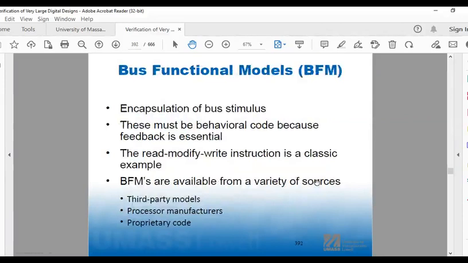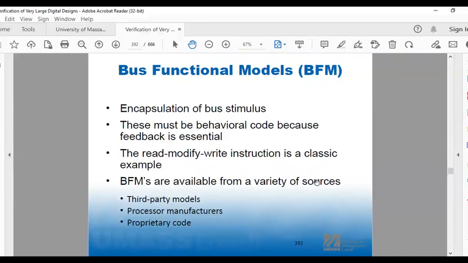Okay. So another quick review of bus functional models that keeps coming up. It's encapsulation of bus stimulus. Yes, we know that. Must be behavioral code because feedback is essential. Yeah, maybe it would. A read, modify, write. This is kind of the bidirectional bus that you have on the homework assignment. You have to have something that can both read and write. So it's monitoring the bus and generating things on the bus. It's not the full read, modify, write, but at least it has to be capable of bidirectional.